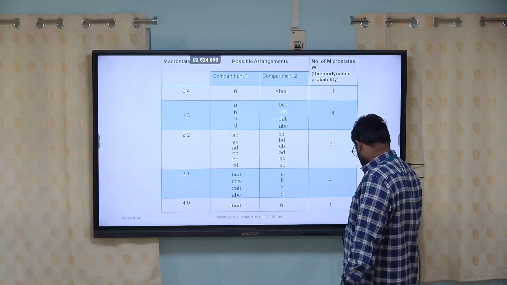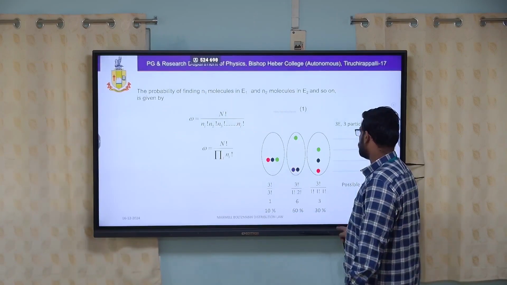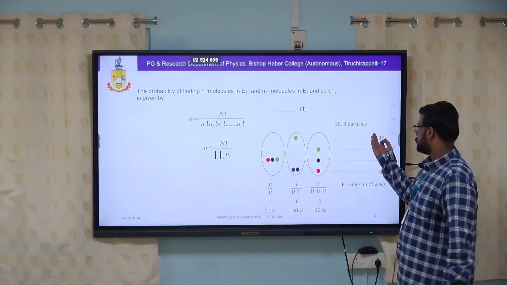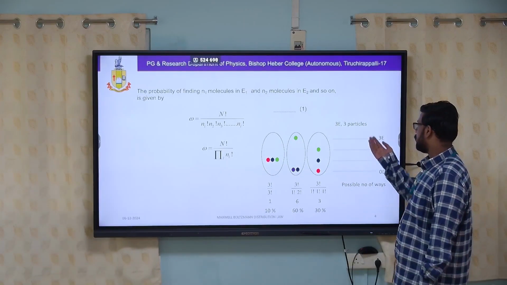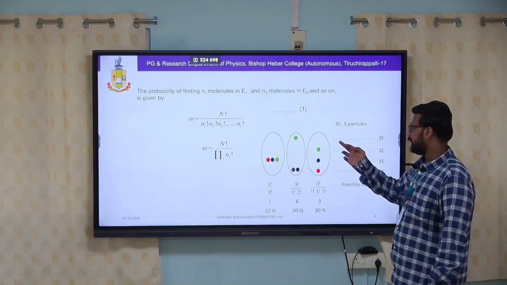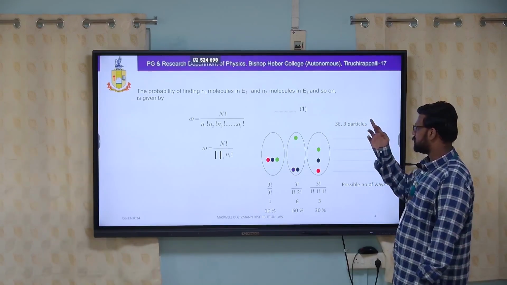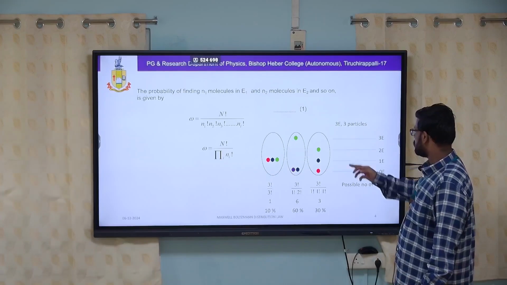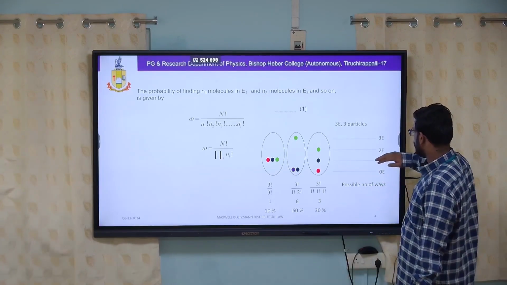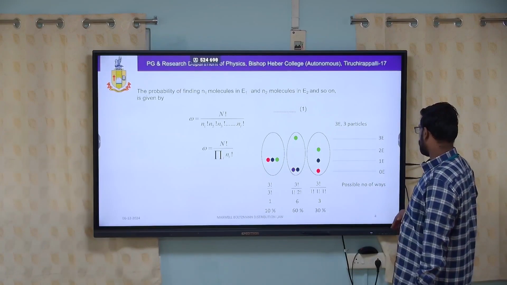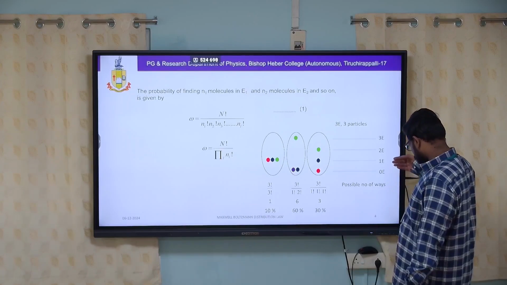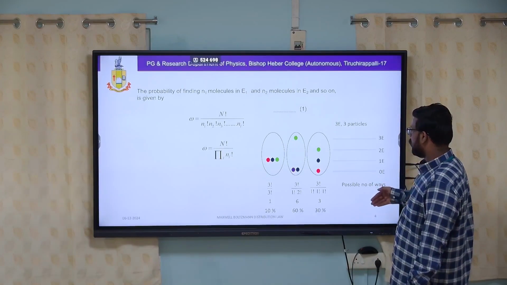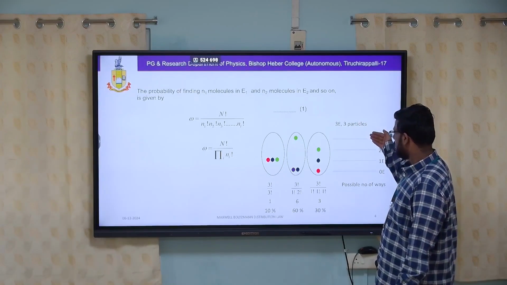Now consider our specific case. I have 3 particles, that is 3 gas molecules, and a total energy of 3E. For a system with total energy 3E and 3 particles, I need to share these 3 particles among the available energy levels: 0E, 1E, 2E and 3E.